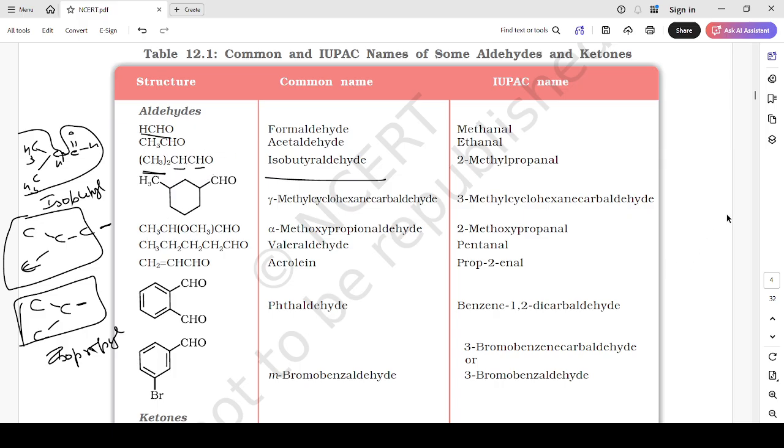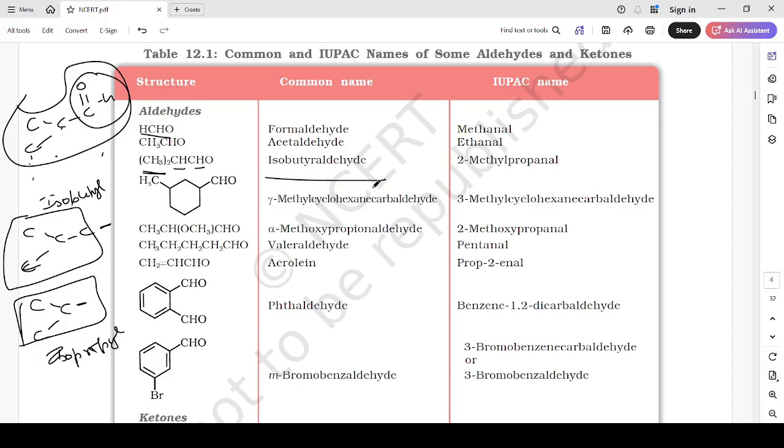So looking at this group, it's just like an isobutyl group here, isobutane only, but there an aldehyde is there. So I call it isobutyraldehyde. Let's go for the next one. If I give numbers 1, 2, 3, it goes for IUPAC. Instead, if I give alpha, beta, gamma, it goes for common name.